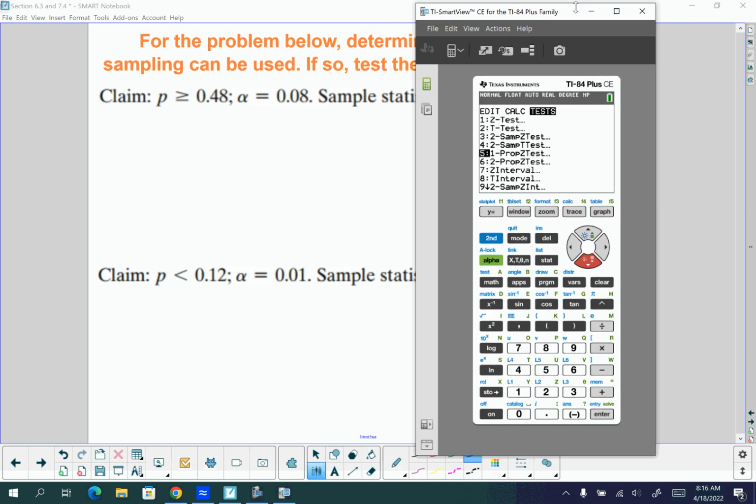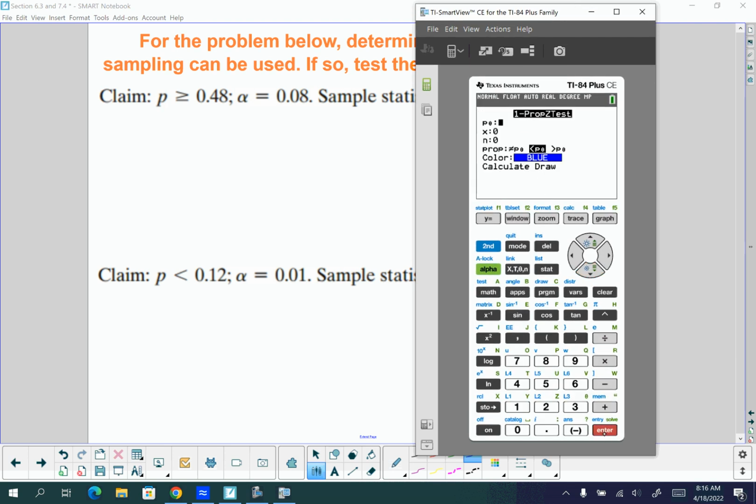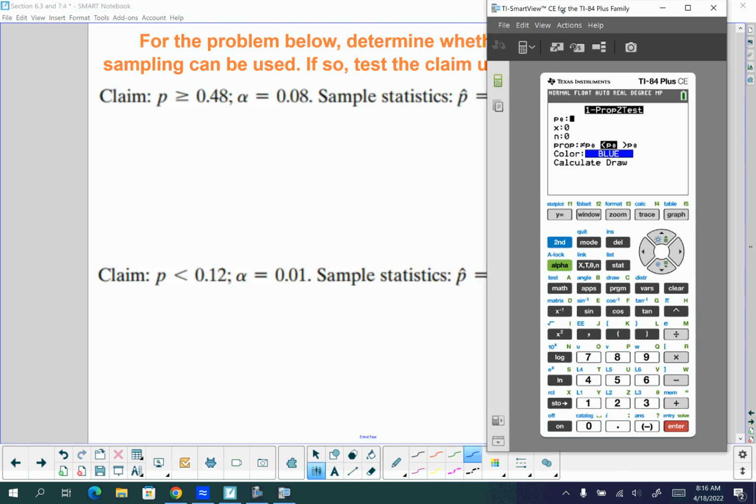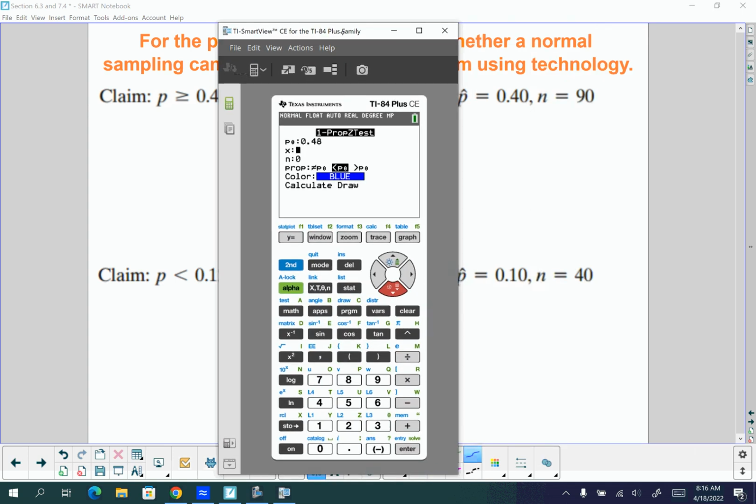Can I make that a little bigger? There we go. Okay. So things we want to put in here first, we want to check p sub 0. P sub 0 is just like the mu sub 0 that we saw before. That's the value that shows up in our claim. So in our claim here, that's a 0.48. So we're going to put that one in, okay? Our X is the number of people that said yes, and our N is the number of people total that were surveyed. Now here, we know the number of people that were surveyed. The N is 90.